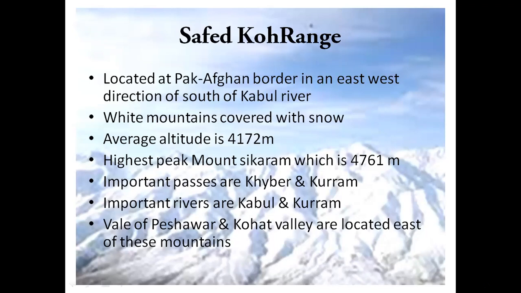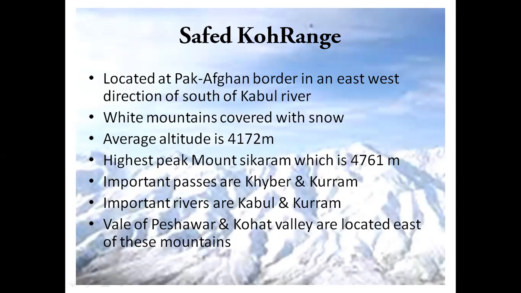So if we are talking about mountain, we have to learn about its altitude. Average altitude of Safed Ko range is 4,172 meters, and it must have a highest peak, is it? So the highest peak of Safed Ko range is Mount Sikkim, and its height is 4,761 meters. Mount Sikkim, keep in mind. Safed Ko, Mount Sikkim is the highest peak. Important passes of this range are Khyber and Kurram, and important rivers are Kabul and Kurram.